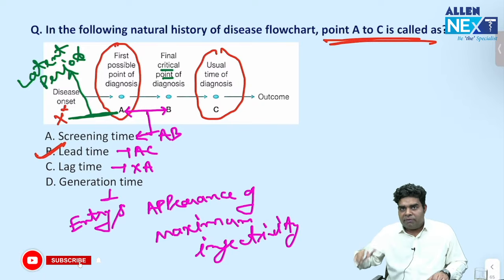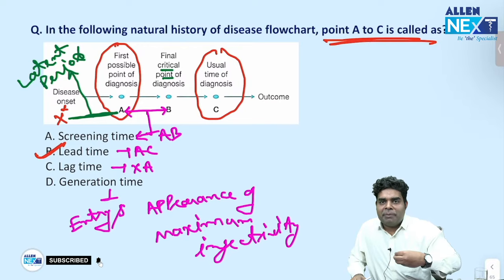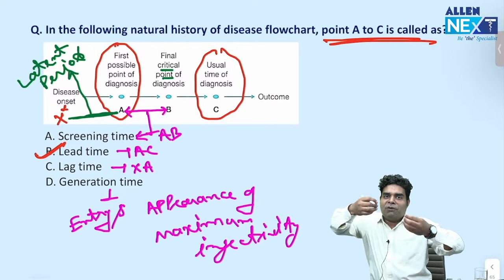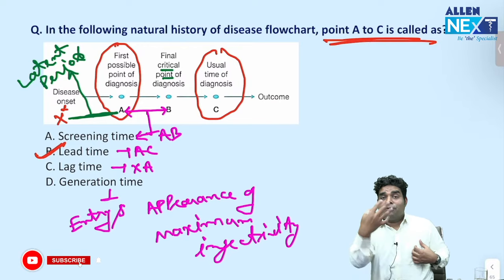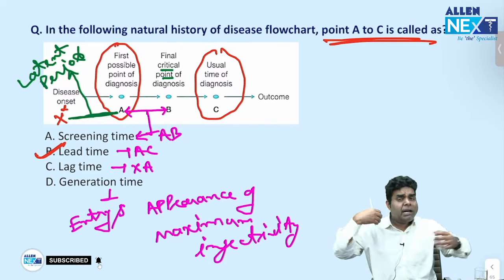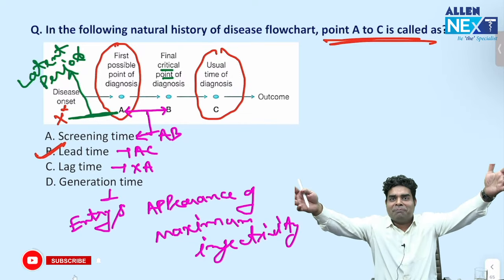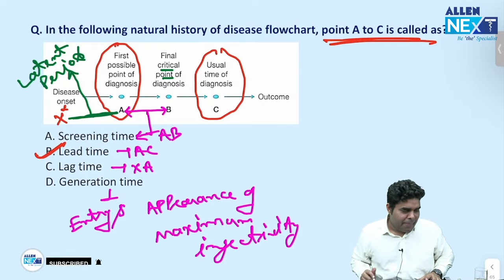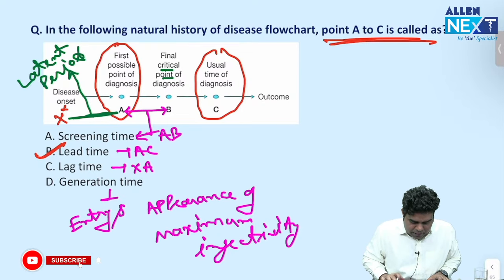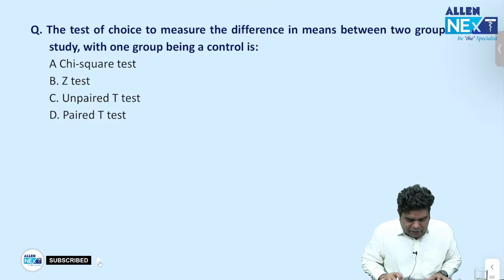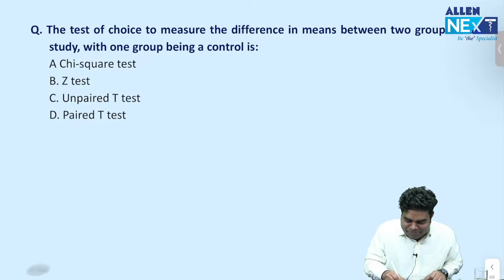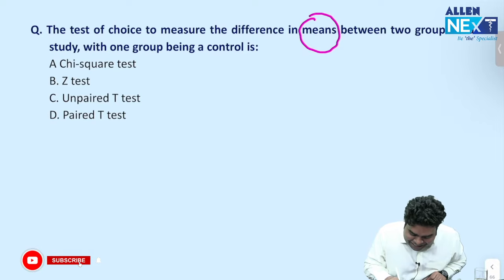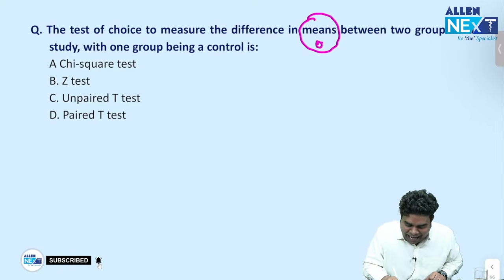Entry and maximum infectivity. Suppose you sneezed on me and that influenza virus entered into me, and in the next 4 days I became so infective that with my one cough I can infect 20 people. So that 4 days is generation time. Okay, now next question. The test of choice to know the difference between mean is average.